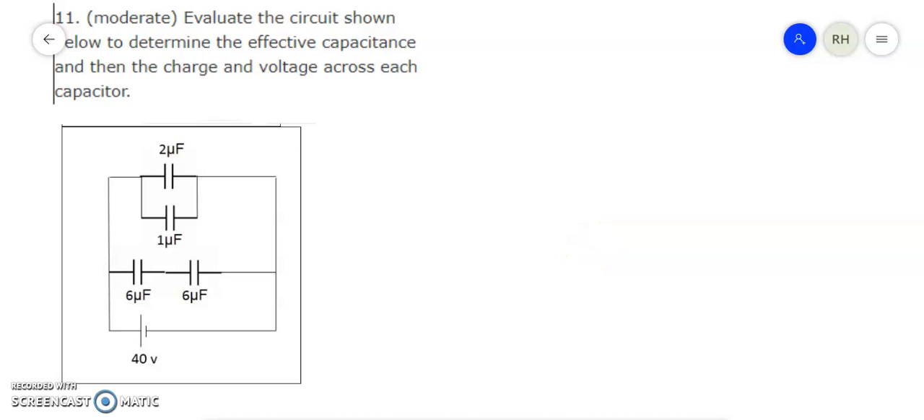Okay, the next question, 11th one. Evaluate the circuit shown below to determine the effective capacitance and then the charge and voltage across each capacitor. So first you need to break this parallel circuit. You can see the circuit looks very complex, which means it's a combination of parallel and series. So you need to break this parallel circuit into one equivalent circuit, and that's going to look like this one.